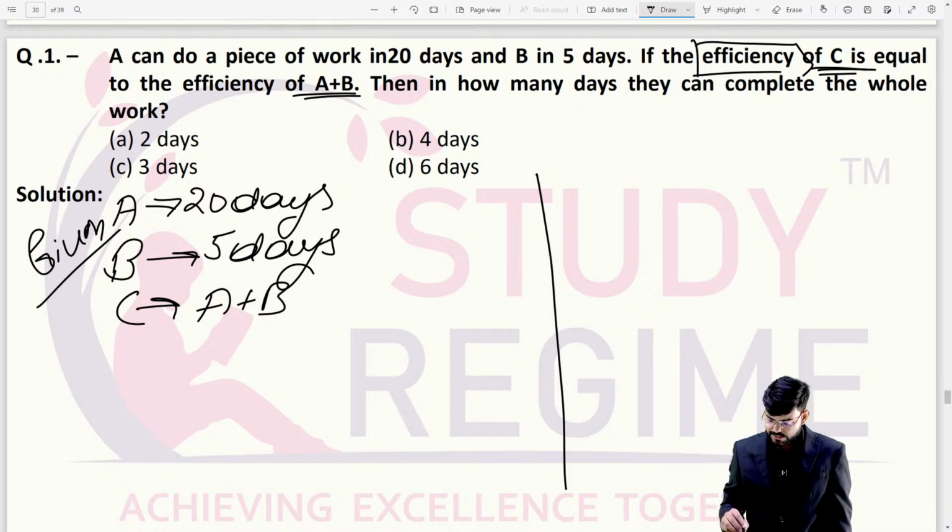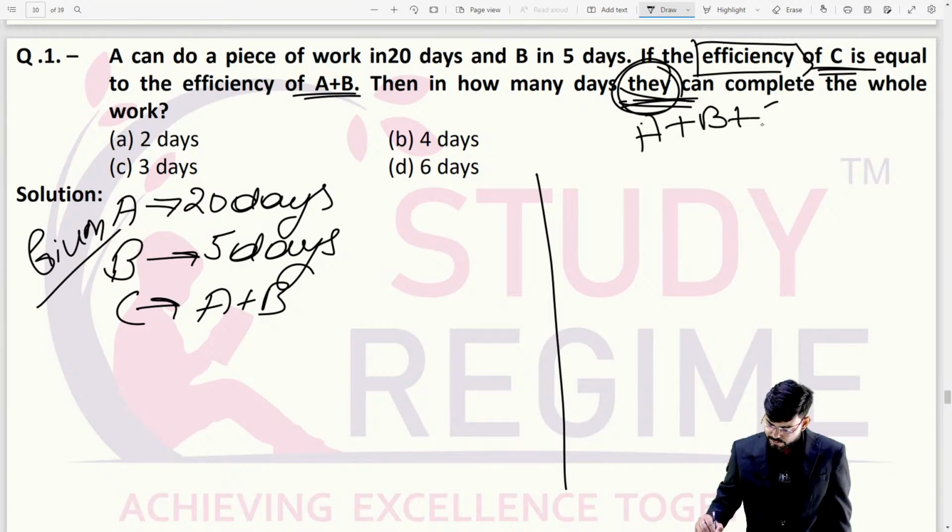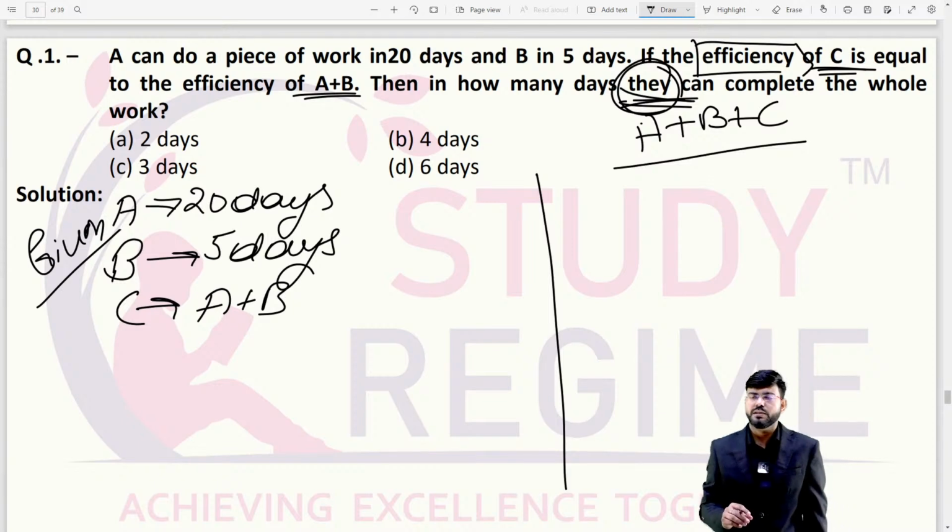So what is being asked? In how many days can they complete the whole work together? Here it is A plus B plus C. That means if A, B and C all start working together, then in how many days will the same work be completed?